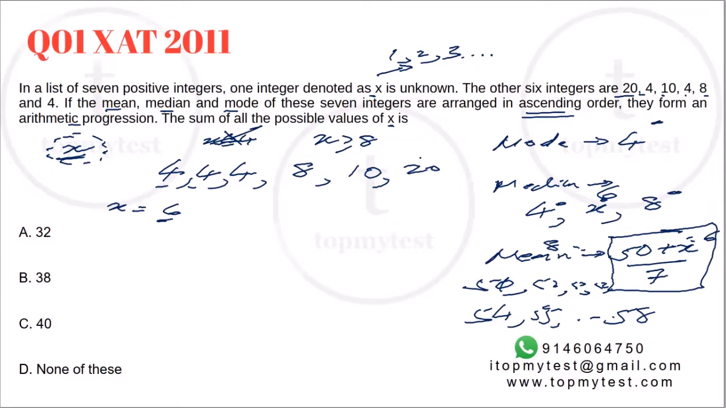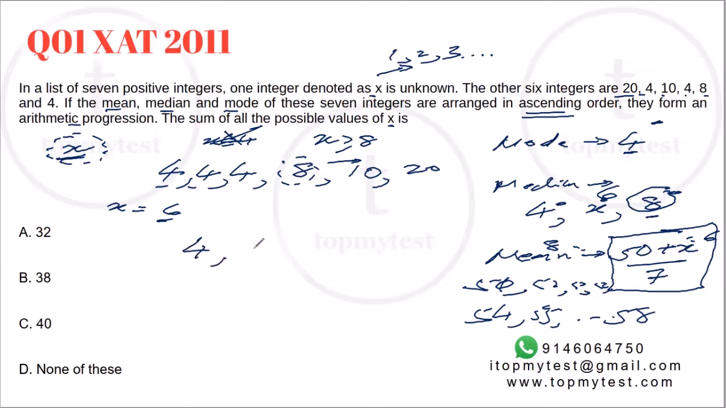Now the third scenario is when x is greater than or equal to 8. In that case, the median will become 8. 8 will be the middle term, and x will lie beyond 8. So mode is 4, median is 8. Also, the mean, because 58 divided by 7 is more than 8, the mean will be greater than the median.